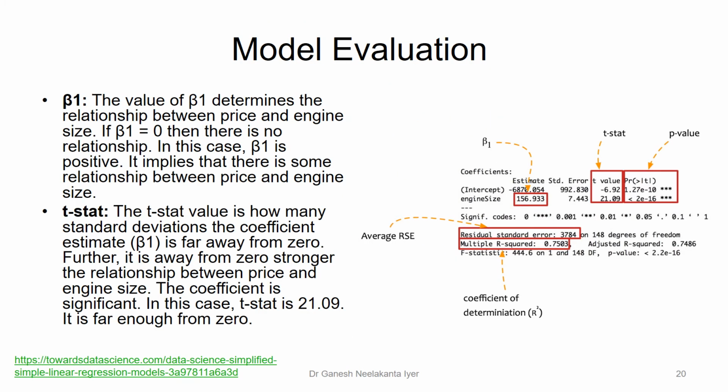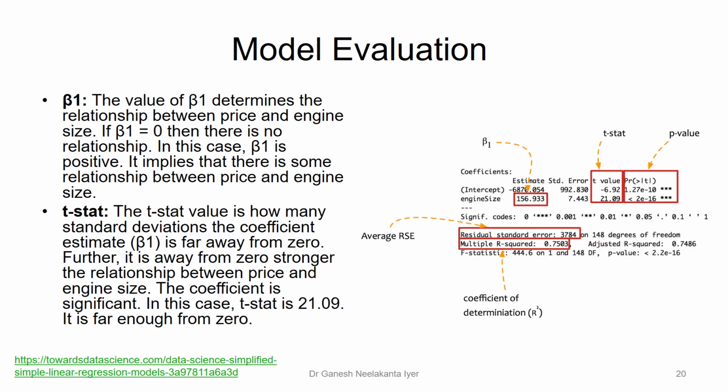So model evaluation, first one is beta 1. The value of beta 1 determines the relationship between price and engine size. If beta 1 is equal to 0, there is no relationship. In this case, beta 1 is positive. It implies there is some positive relationship between price and engine size.